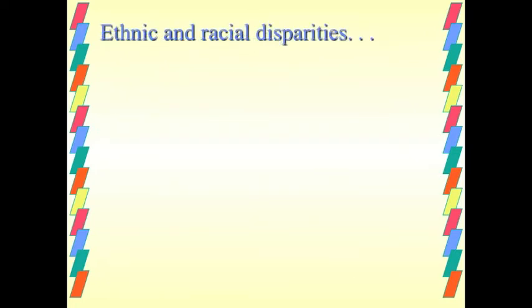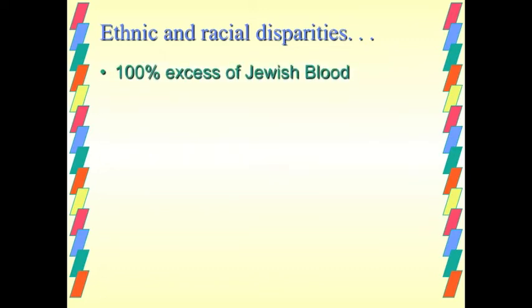Terman found some ethnic and racial disparities, which raised questions then and have continued to cause problems and confusion and all kinds of nattering. He found a 100% excess of Jewish blood. What does that mean? That means for the population, he found twice as many Jewish kids as the population dictated he should. If Jewish people were 5% of the population, he should have found 5% of his termites to be Jewish. Instead, he found 10%.